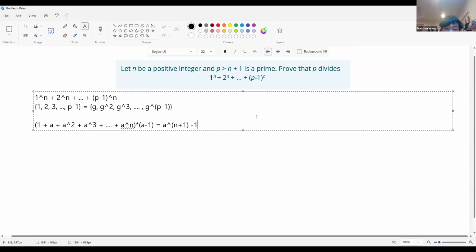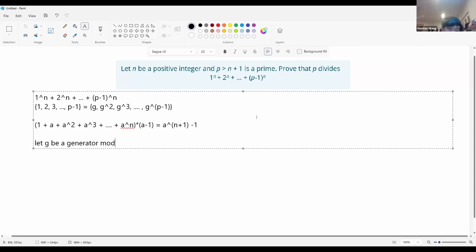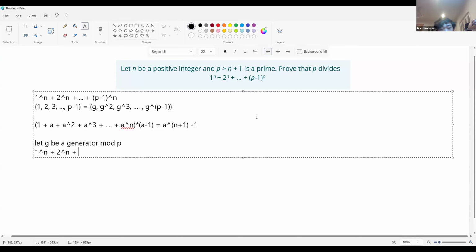Okay, so now I will present the solution. Let's say let G be a generator mod P. And now we know the expression in the problem.